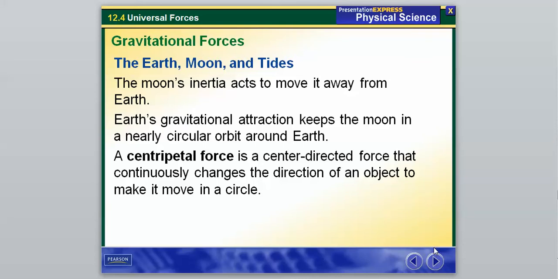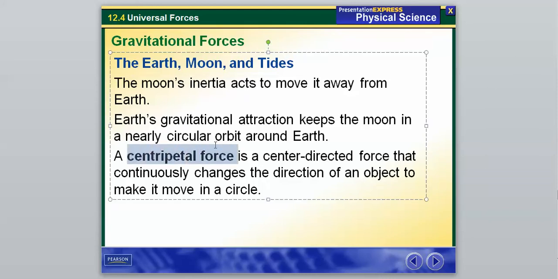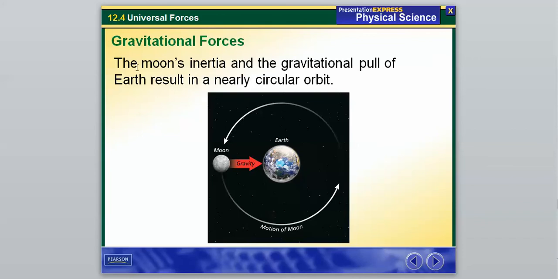However, Earth's gravitational pull combined with that inertia results in what's called a centripetal force. So this is important, and it is a center-directed force that continuously changes the direction of an object to make it move in a circle. So that's what we have here. The Moon's inertia combined with the gravitational pull of Earth result in a nearly circular orbit. So the Moon will move around the Earth in an almost completely circular orbit with a combination of inertia and gravity, and that's called a centripetal force because it moves in a circle.